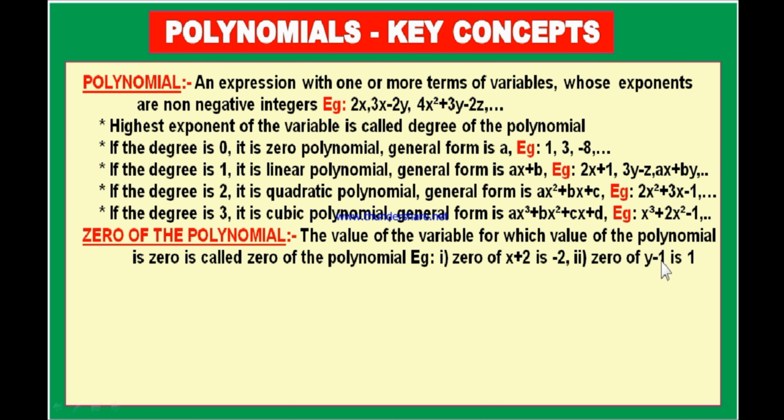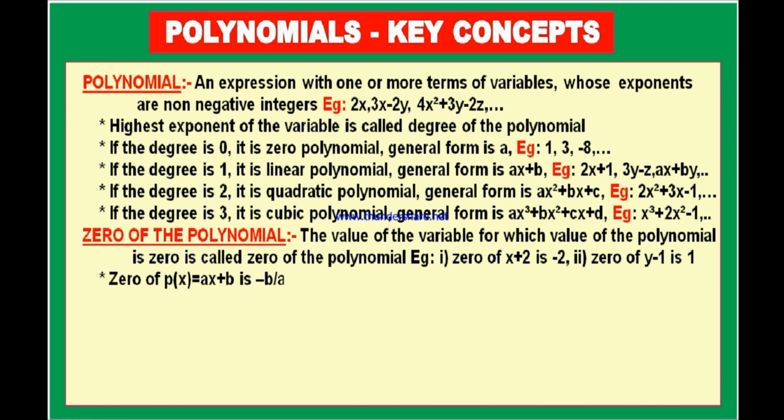y minus 1 is a polynomial in which the variable is y. If we substitute y is equal to 1, if we write 1 in the place of the variable, then 1 minus 1 is 0. Therefore, the value of the polynomial becomes 0 when the variable is 1. Therefore, this 1 is called 0 of the polynomial y minus 1.